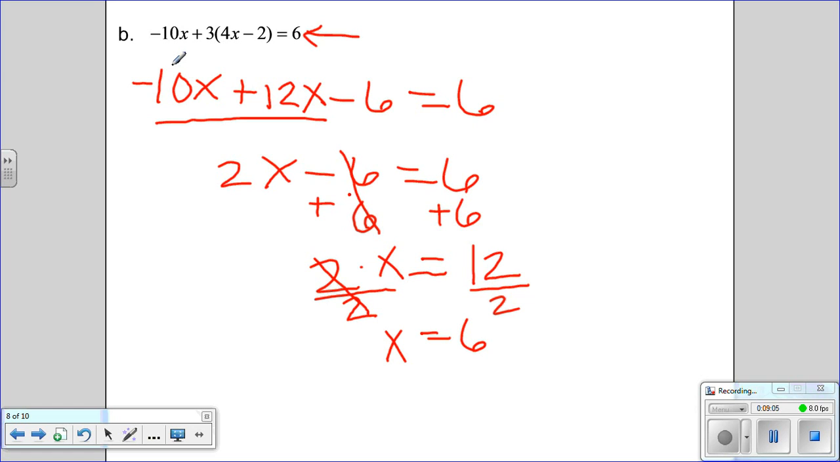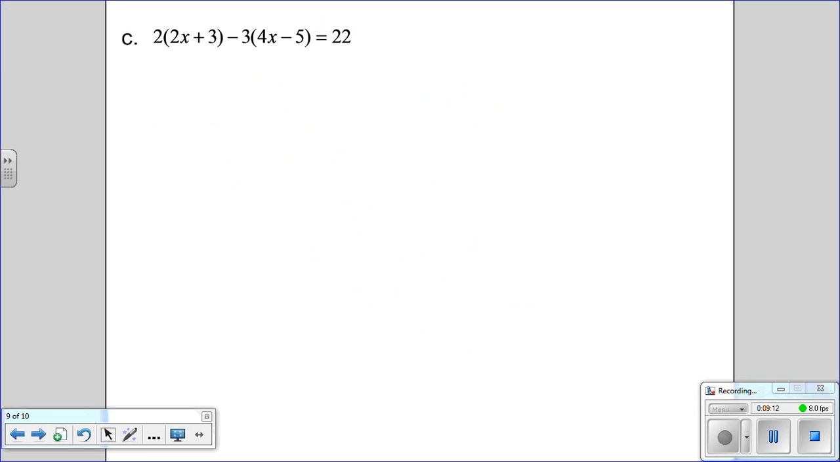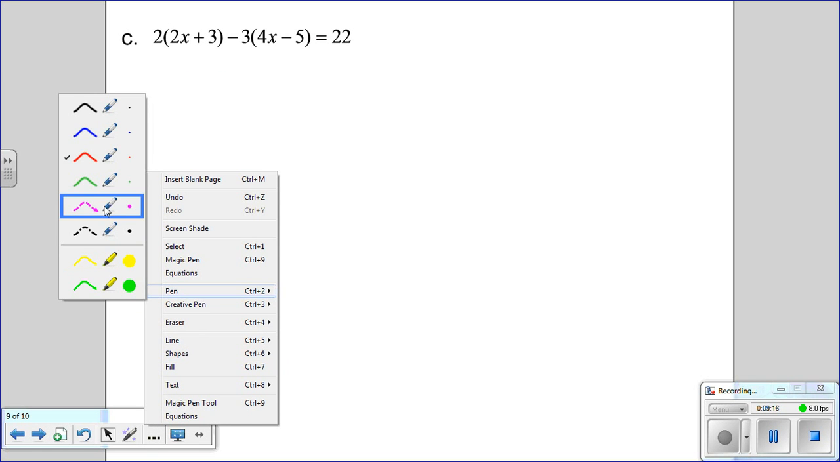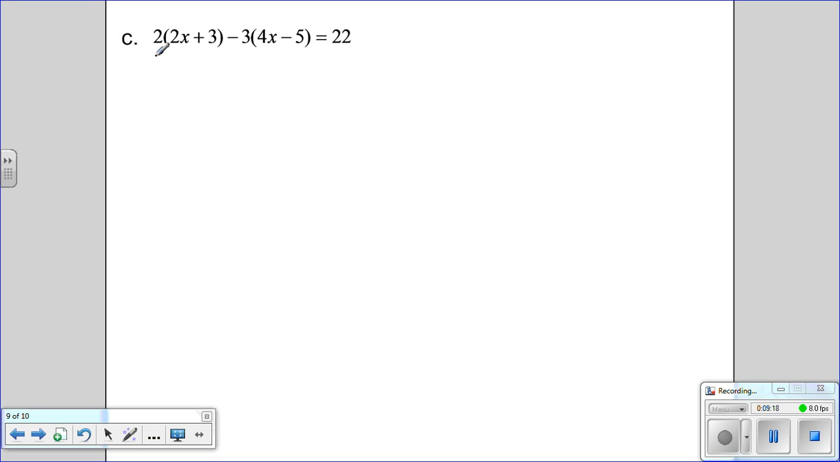Okay, one more that I'm going to do with you. Looks very similar. We need to use the distributive property again in 2 spots this time. So let's start at the beginning. 2 times 2x gives me 4x plus 2 times 3 is 6. Now here we're really distributing a negative 3. That's how I think about it.